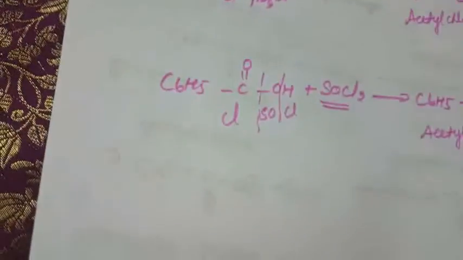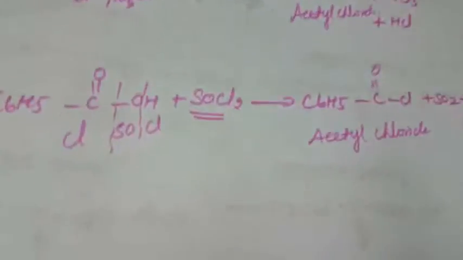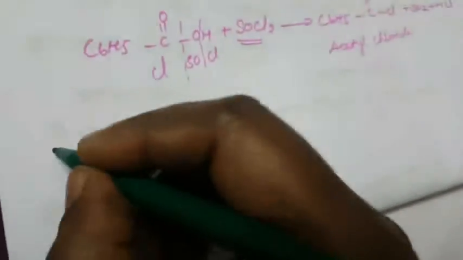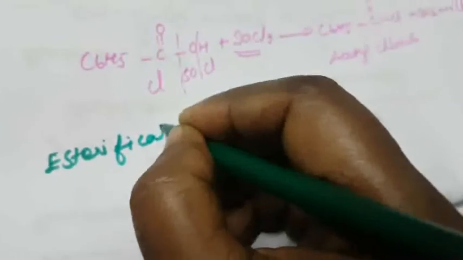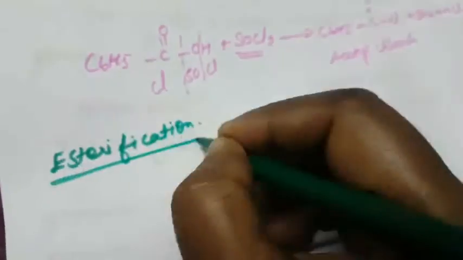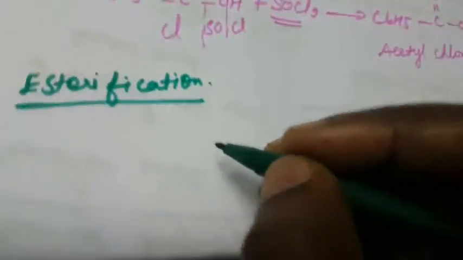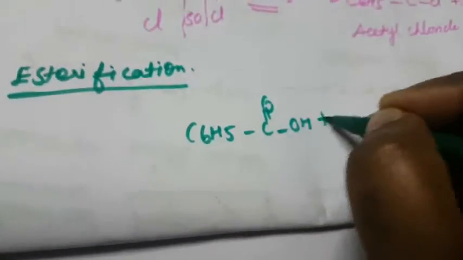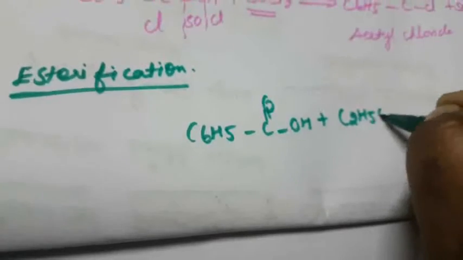Next one is esterification. Very important equation. That is a repeatedly asked question. Esterification. What is meant by esterification? That is benzoic acid, C6H5, C double bond O, OH plus C2H5, OH.